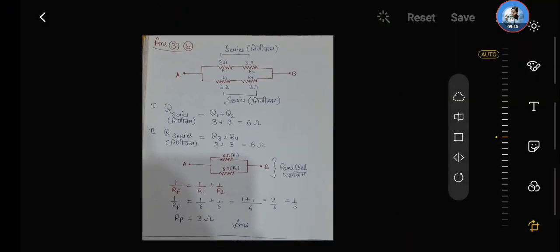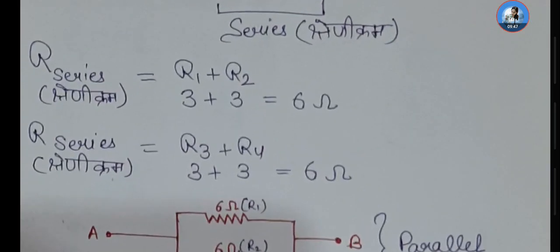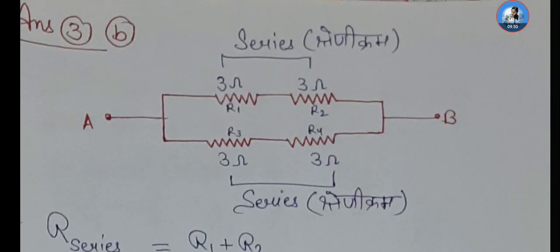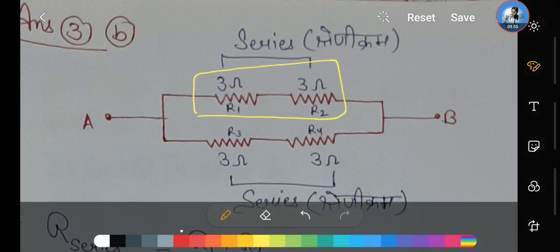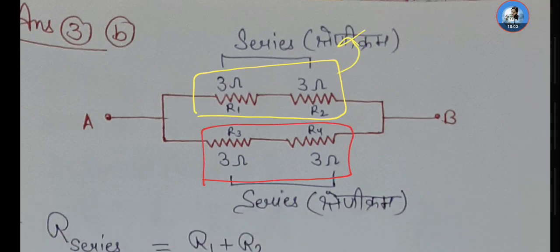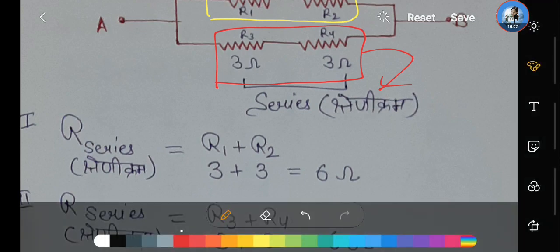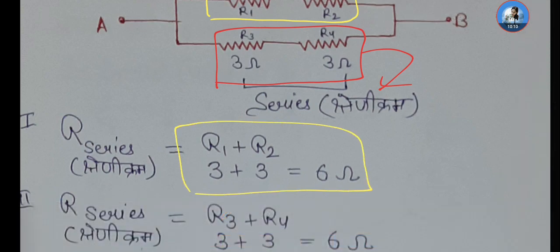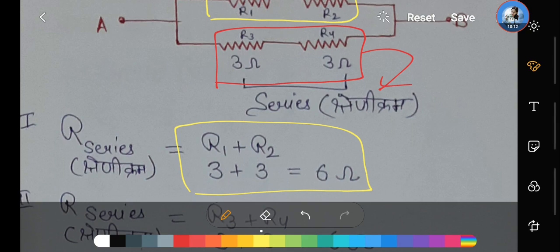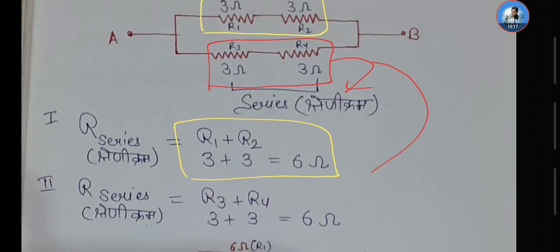That is the B part of the third question, students. Here in the circuit all the resistances are of 3 ohm. These both two are of 3 ohm, and these are also of 3 ohm. Students, these both are in series, and these both are also in series. We know the formula of series. What is the formula? R1 plus R2. So here the resistance is 6 ohm, and for this it is also 6 ohm.